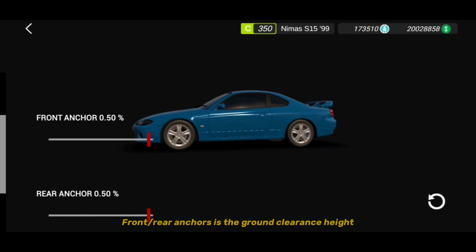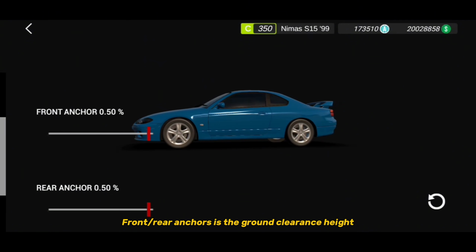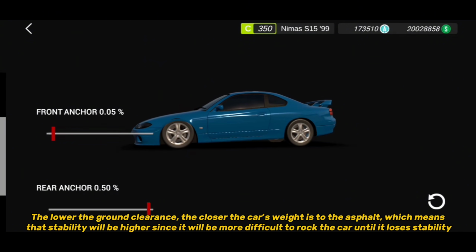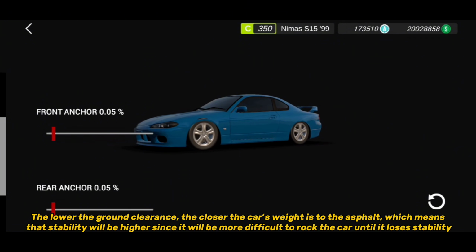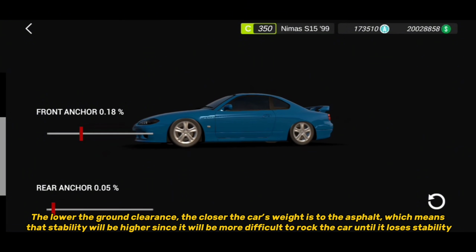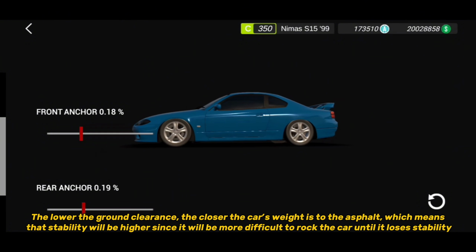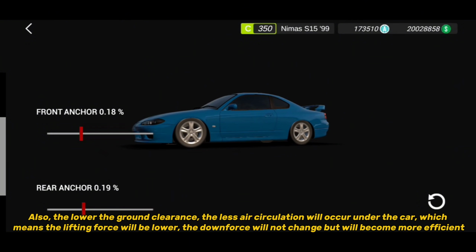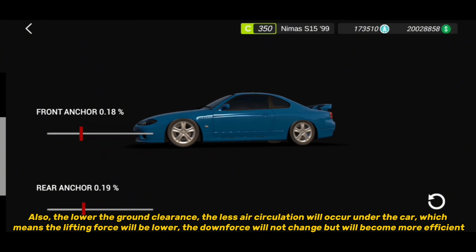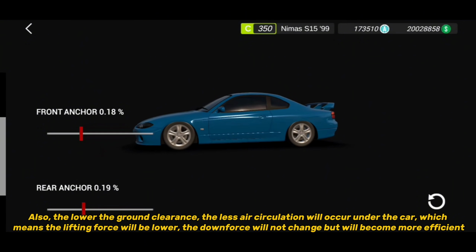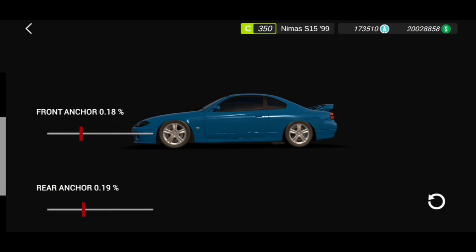Front-rear anchors is the ground clearance height. The lower the ground clearance, the closer the car's weight is to the asphalt, which means that stability will be higher since it will be more difficult to rock the car until it loses stability. Also, the lower the ground clearance, the less air circulation will occur under the car, which means the lifting force will be lower, the downforce will not change, but will become more efficient.